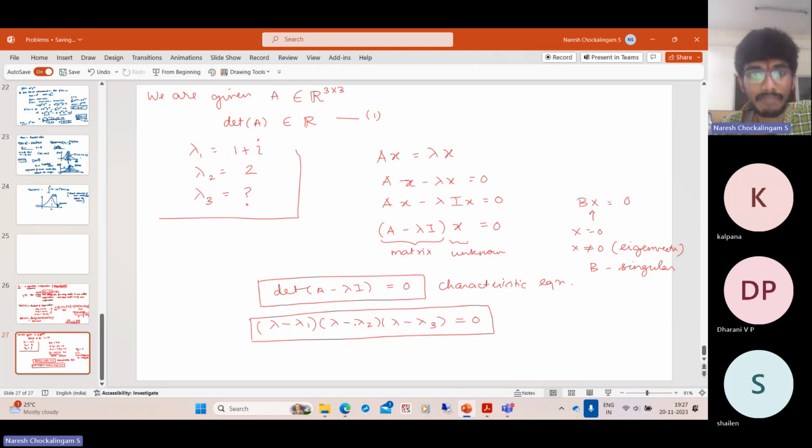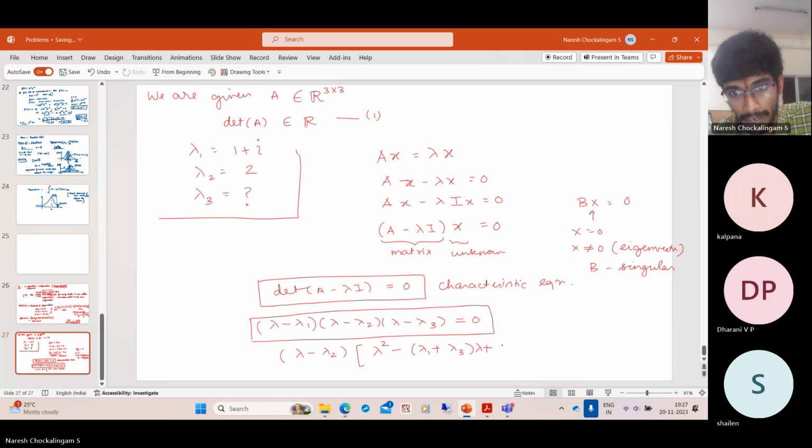Here comes the important part. Suppose you are given that lambda 2 is equal to 2, which is real. Let us take this out. Lambda minus lambda 2 multiplied by lambda square minus (lambda 1 plus lambda 3) into lambda plus lambda 1 lambda 3 is equal to 0. So I have just rearranged: I have taken this lambda minus lambda 2 out and I have taken the product of the other two.